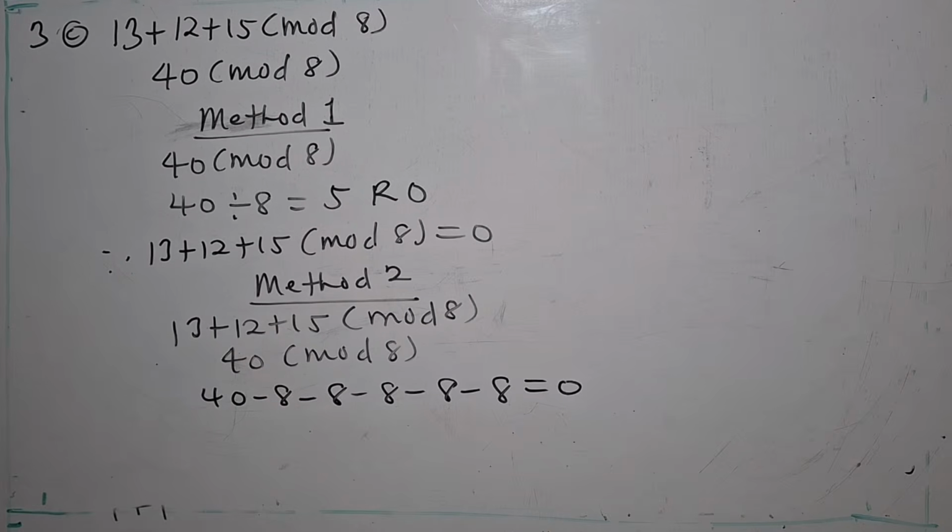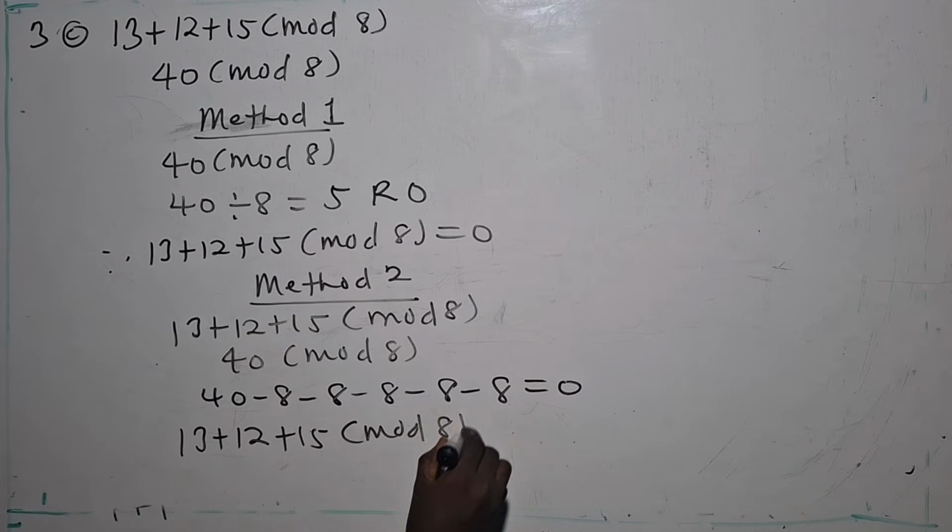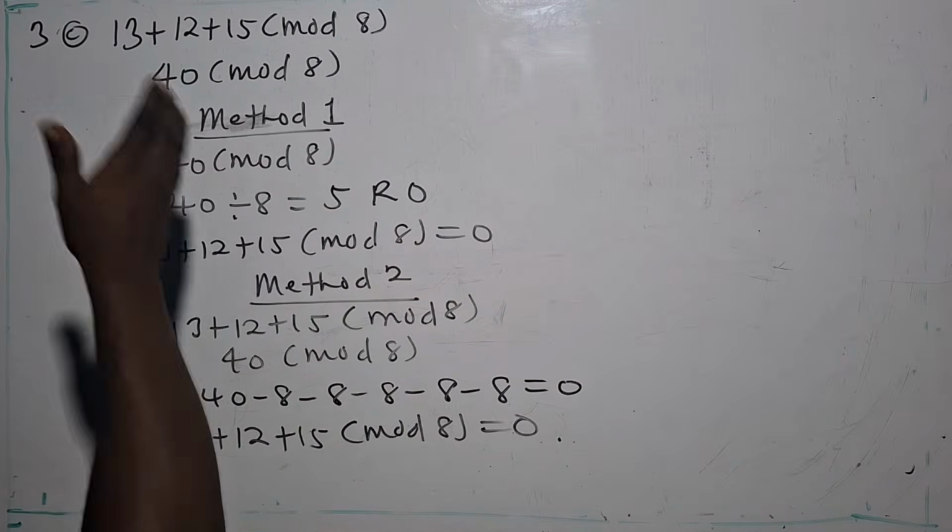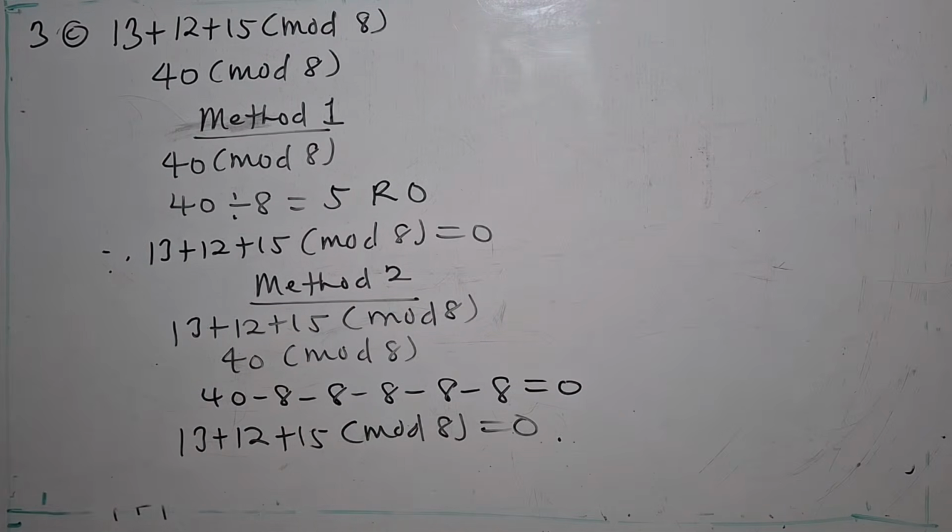So we subtracted 8 how many times? 1, 2, 3, 4, 5. And 8 times 5 is 40. When you subtract, indeed, you get 0. So the same way, 13 plus 12 plus 15 mod 8 will give us 0 as well. So this is how we solve this one too, using method 1 and method 2.